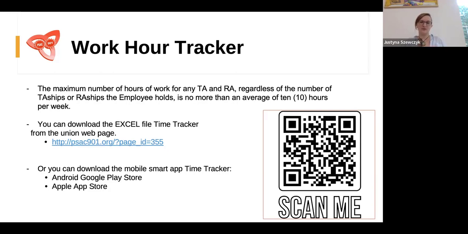And we have different modes of tracking hours. Depending on your preferred way of doing that, you can either download our Excel file time tracker, or we also have apps that you can download. It is really important that you actually do track your hours. One of the most common complaints and problems that we have as graduate student workers is this conflict between our responsibilities as a worker, as a TA, RA, or TF, and our plans and responsibilities as students. So in order to make sure that the work aspect does not negatively affect your research and your studies, we encourage you to track your hours.